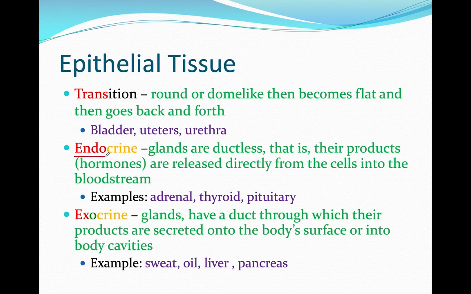Endo, inside. Exo, exit. So endocrine are going to be ductless. They're going to put stuff directly into the bloodstream. So it goes inside. Exocrine, exit, are going to have ducts. So it's got to send it out through a tube. So endo, in, goes right in the blood. So into the blood. That's endo. Exocrine has got to go out through a tube, a duct, to get where it needs to go.